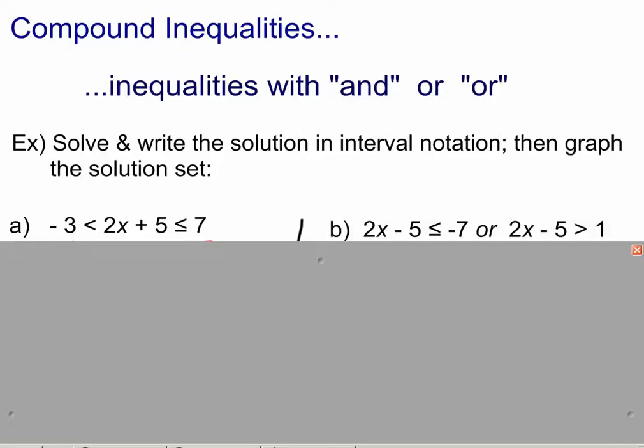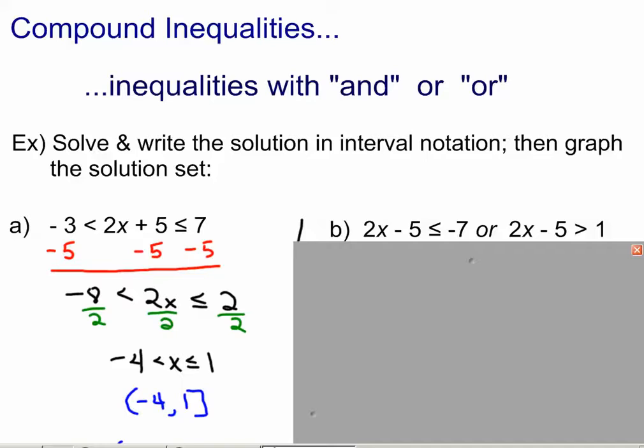All right, so let's take a look at how we would solve this first one. Basically, we're going to do it the same way we would with a single inequality. We're just doing it in 3 parts instead of just 2 sides. So if I'm solving for x, I would want to subtract the 5 so that I get just the 2x. I'm going to subtract that from both ends as well as in the middle. That leaves me with -8 is less than 2x is less than or equal to 2.